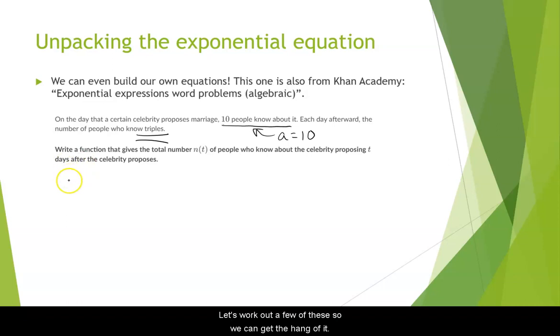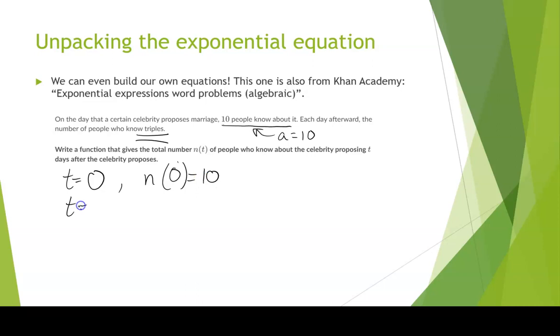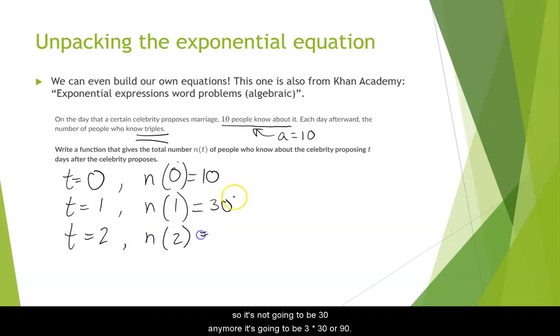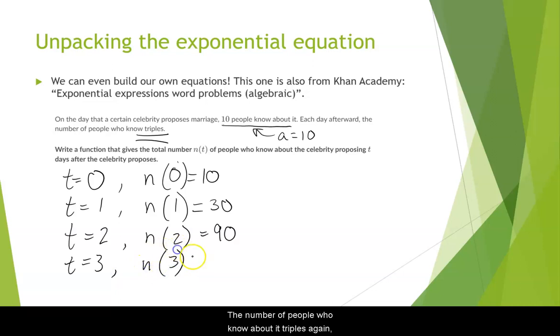Let's work out a few of these so we can get the hang of it. At T equals 0, day 0, 10 people know about it. N of 0 equals 10. The very next day, though, the number of people who know about this triples. So at day 1, it's not going to be 10 anymore, it's going to be 30. On day 2, that continues to triple, so it's going to be 3 times 30, or 90.